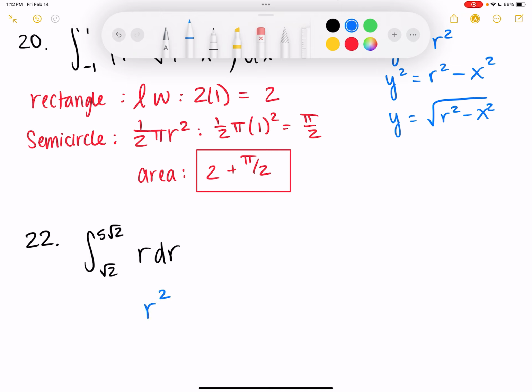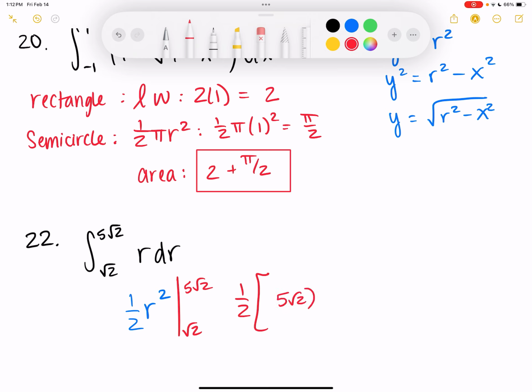So r squared would be the exponent, but if I put the 2 in front, that doesn't give you what I had when I take the derivative. But if I have a 1/2 here, when I multiply this, I get a 1 in front. Evaluated from root 2 to 5 root 2. So when you have a whole number out here in front, like the 1/2, I can just do 1/2 times my whole thing instead of having to write it every time.